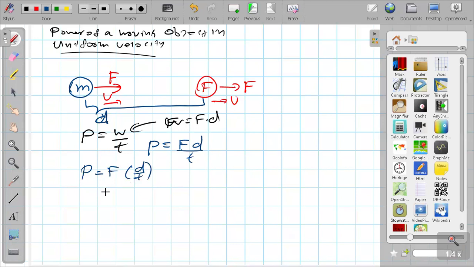What is this D over T, Ramya? Speed, displacement over time. Tell me quickly. Velocity. Ah, that's velocity. The equation becomes F into V. I hope you understand this one.